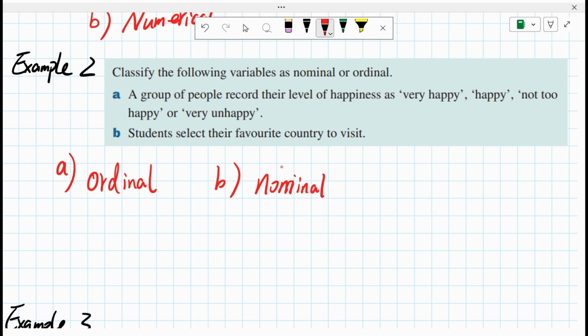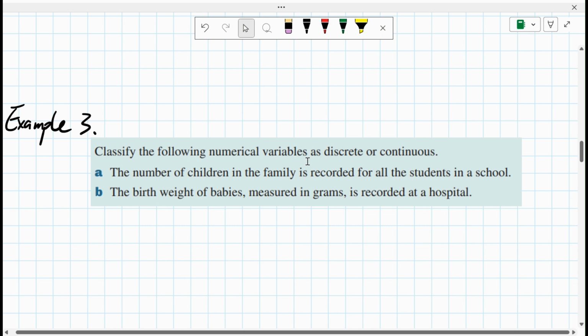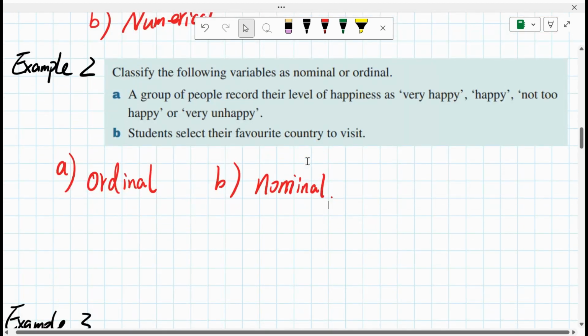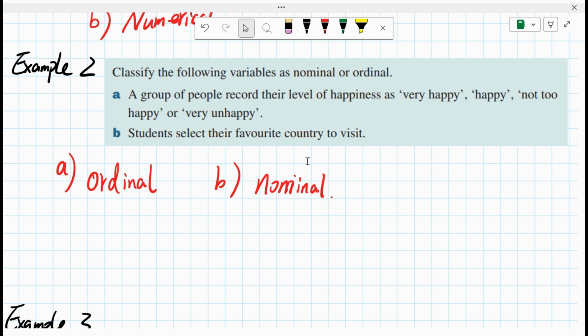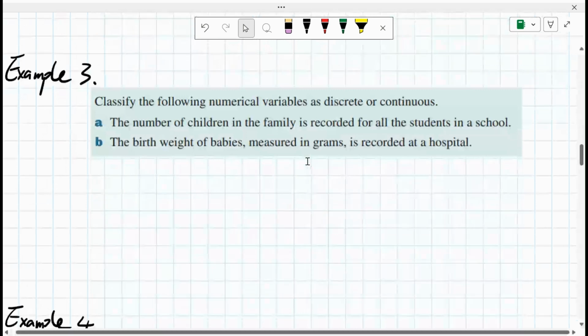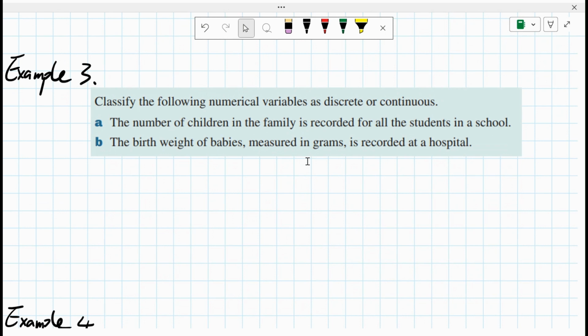Nominal. Sorry about my pronunciation. Basically, if you have an order, you can clearly say it is ordinal, and nominal is like choosing randomly. Example 3: classify the numerical data as discrete or continuous.